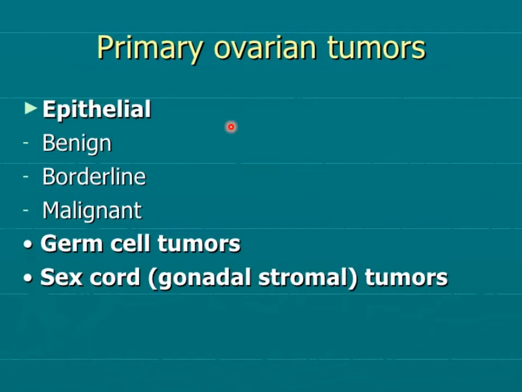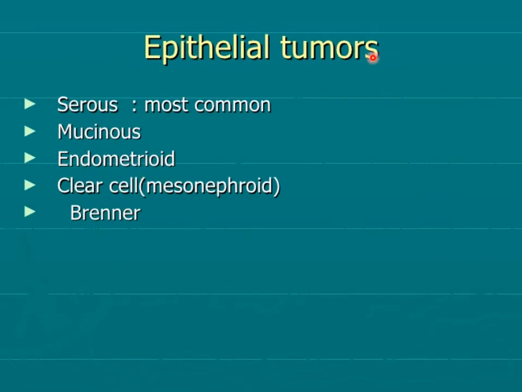Now we come to the primary ovarian tumors. First of all are the epithelial tumors. As we discussed, all of the epithelial tumors like serous, mucinous, clear cell tumors, Brenner tumors, and transitional cell tumors are either benign, borderline, or malignant tumors. Then there are germ cell tumors and sex cord tumors. First of all, we will discuss epithelial tumors.